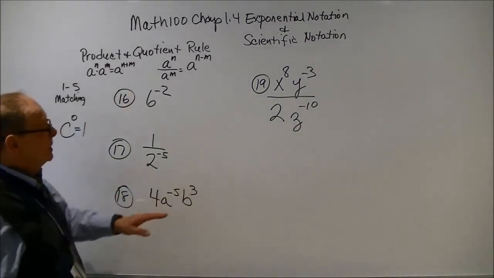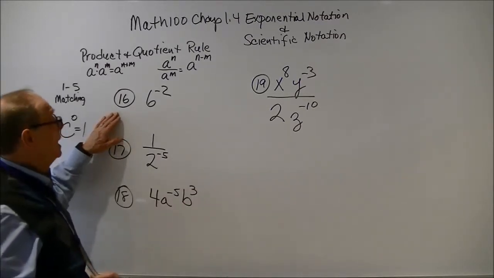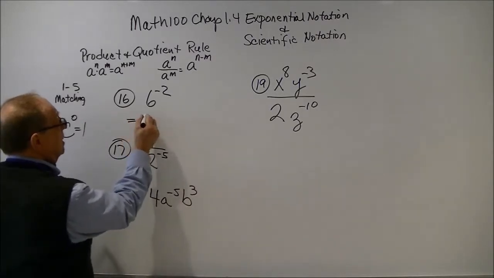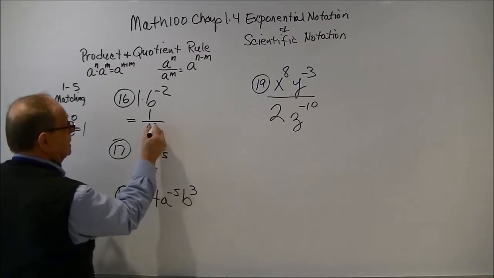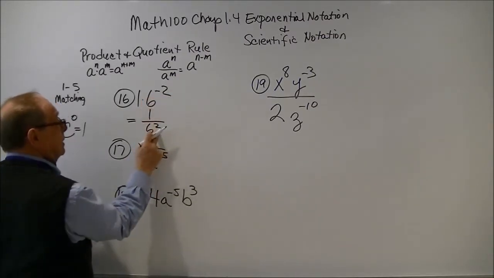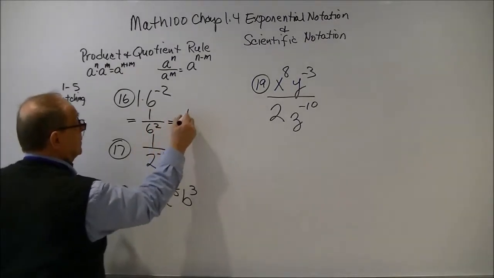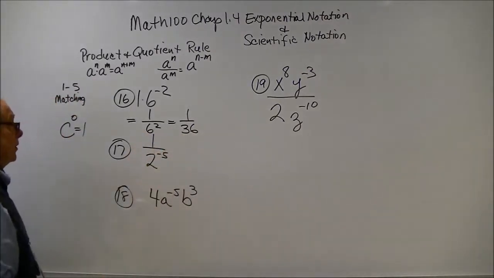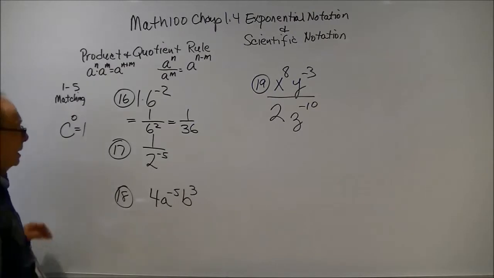Okay, for all of these, they want us to write with positive exponents and to simplify. So this is going to become, keep in mind there's a 1 there, so that's 1 over 6 squared. We bring the 6 to the negative 2 down to the denominator, and it becomes a positive 2. So 6 squared is 36, so 1 over 36.